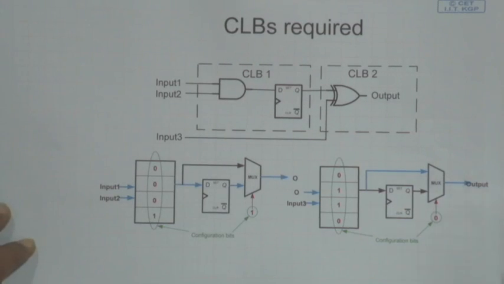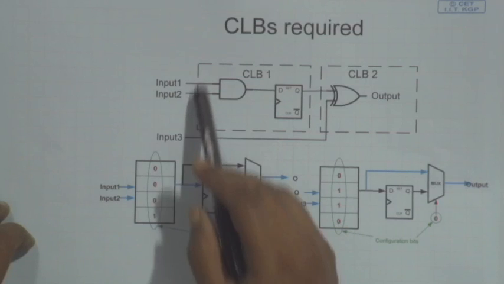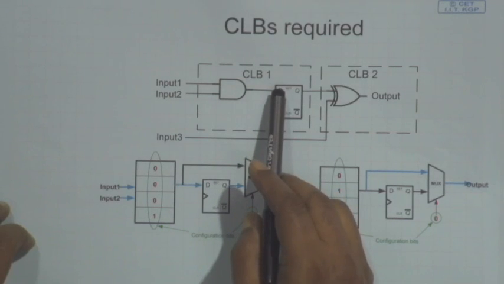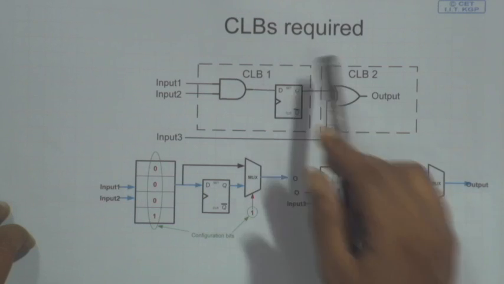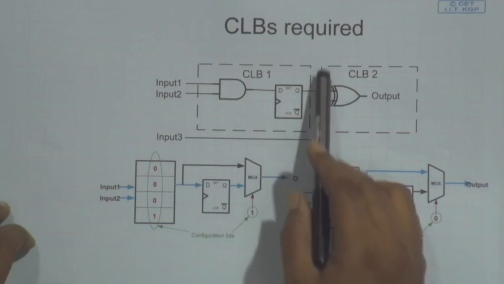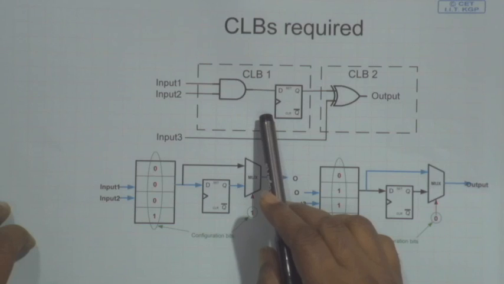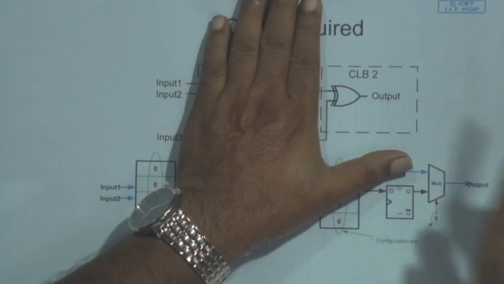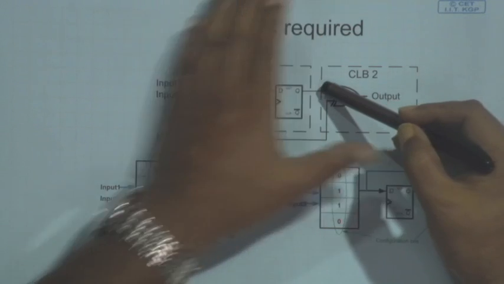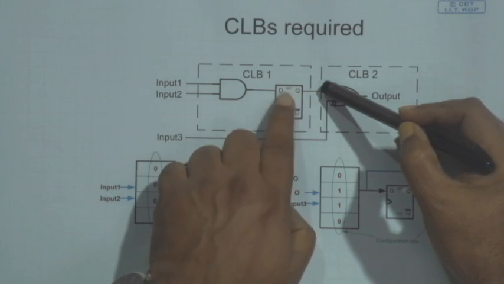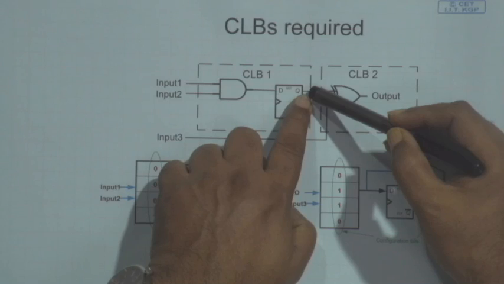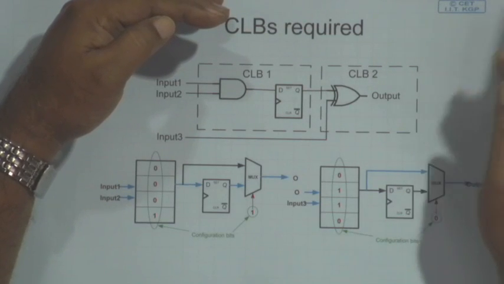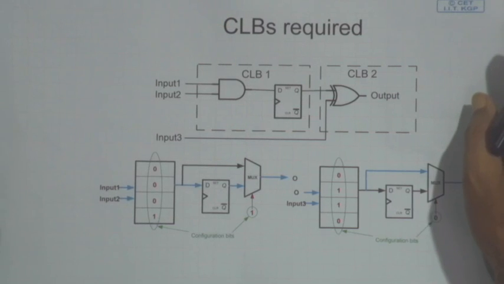So, suppose this part: input 1 and input 2 go to the D flip flop, and I will take the output from the D flip flop. That will be implemented using CLB 1, and CLB 2 will simply implement the XOR gate, where one input is coming from the output of the D flip flop of the previous stage, and the other one will come from the third input. Okay.